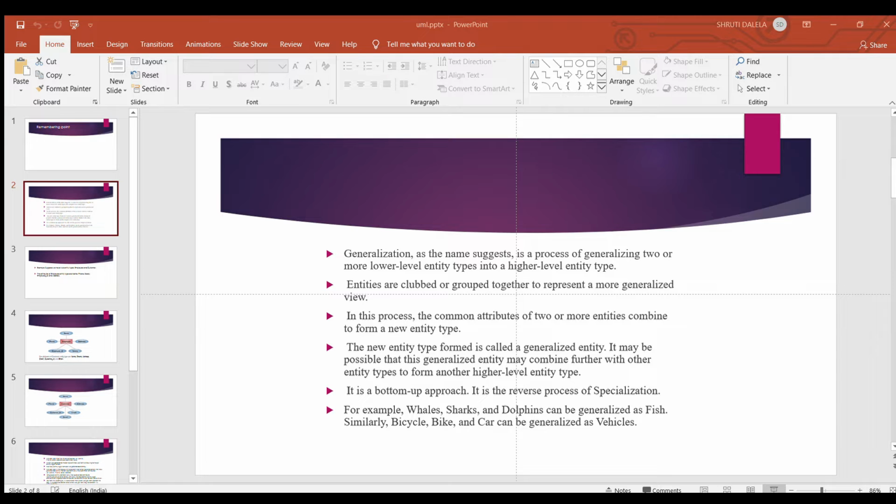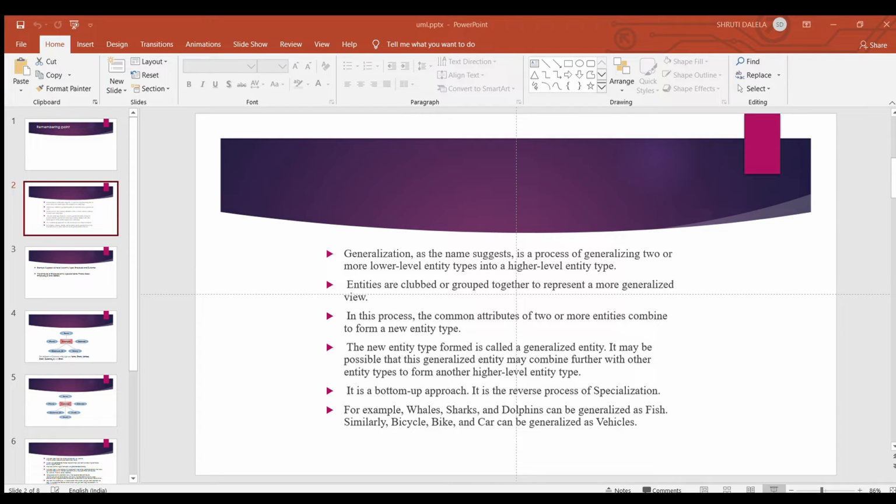When two or more entities which have common attributes combine together in the process of generalization, they form a new type of entity. The new entity type formed is called a generalized entity. It may also be possible that the new entity formed from generalization may be combined further with other entity types to form another higher level entity type.